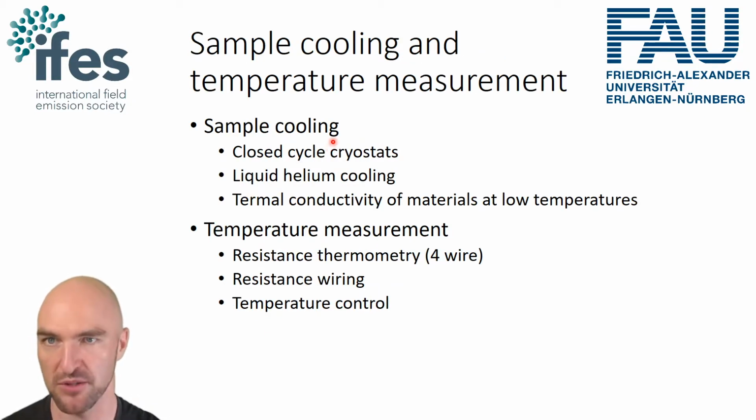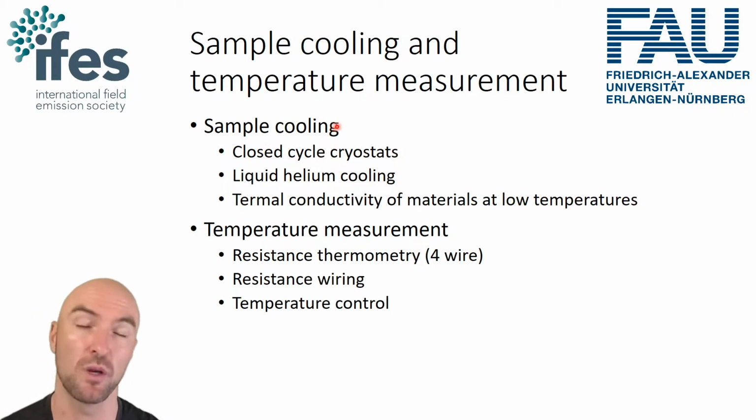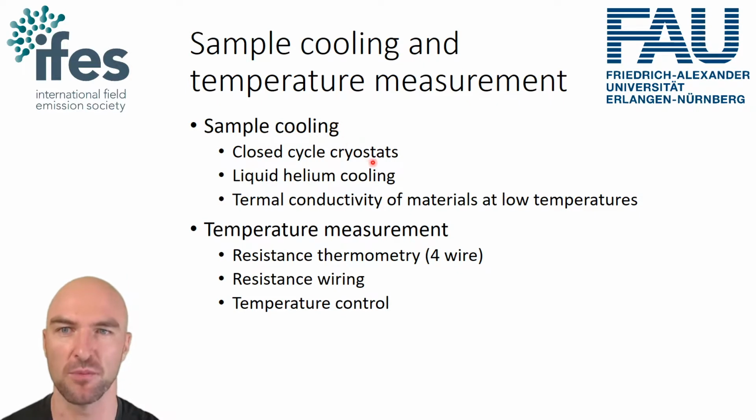Then we'll get into sample cooling and temperature measurement. The sample cooling essentially will only cover approaches that are regularly used for atom probe tomography, which are closed cycle cryostats. And here we have GM cryoheads and Stirling cryoheads. And then liquid helium cooling, which is not as prevalent. But if you have access to liquid helium cooling, it's much, much more elegant than a closed cycle cryostat.